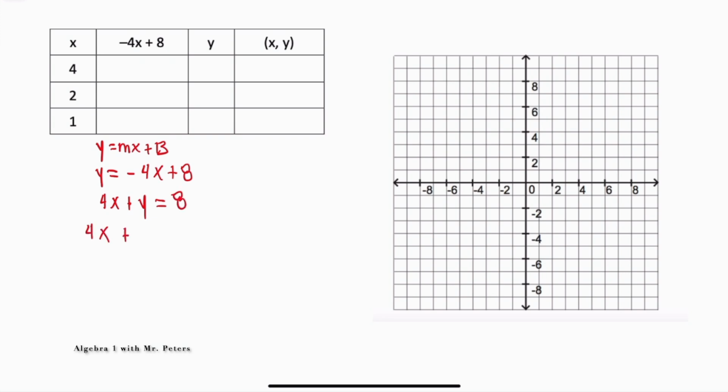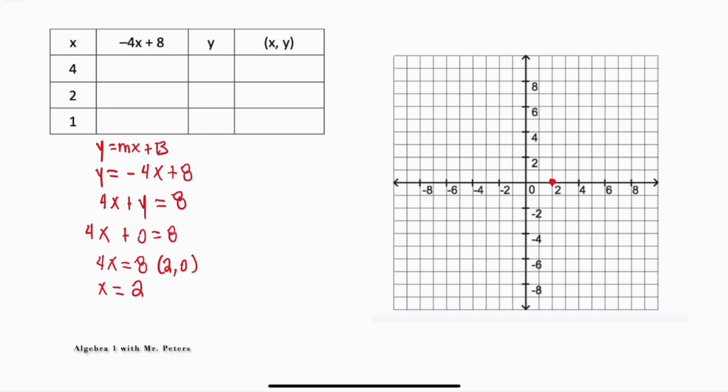So I make my y variable 0 and solve for x. We're left with 4x is equal to 8. After we divide by 4, we know x is equal to 2. So we're talking about the ordered pair (2, 0). So we could plot this on our graph.